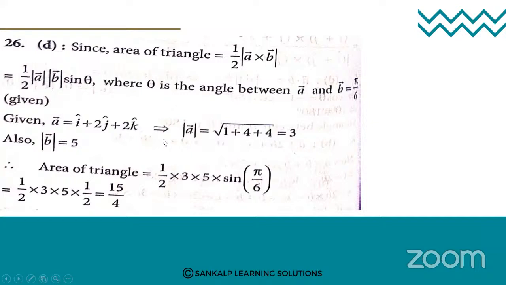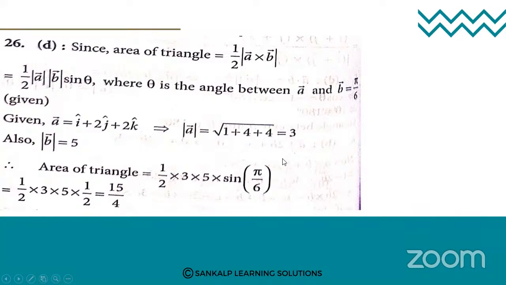Now we calculate mod A and mod B. The mod A value will be 3. You know how to calculate the mod: we just need to square the i component, j component, and k component. So we get 3, and the mod B value is 5. Next, the area of the triangle is 1 by 2 into 3 into 5 sine pi by 6. The value of sine pi by 6 is 1 by 2. On simplifying, we get 1 by 2 into 3 into 5 into 1 by 2, which equals 15 by 4.